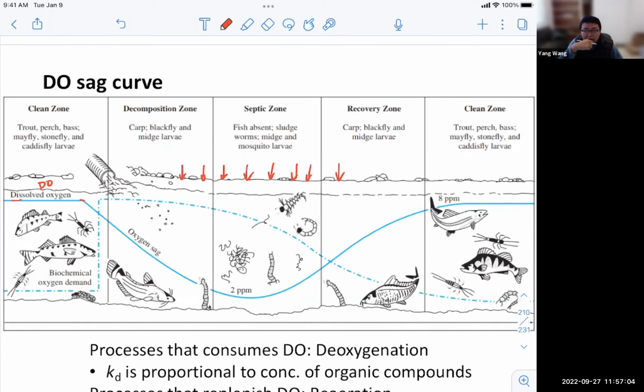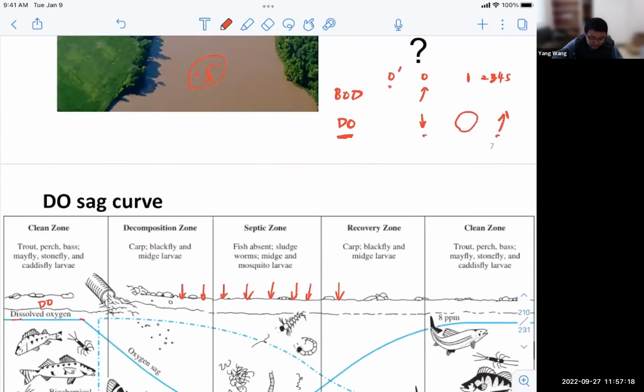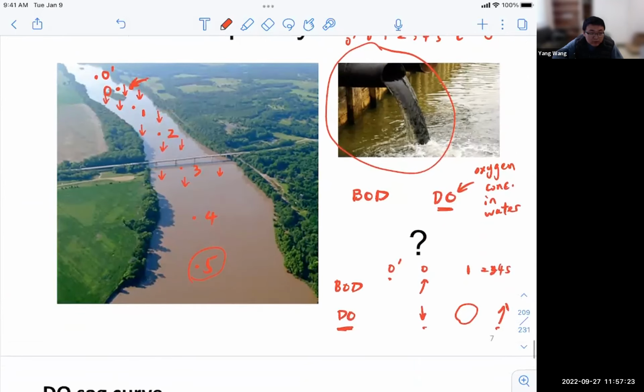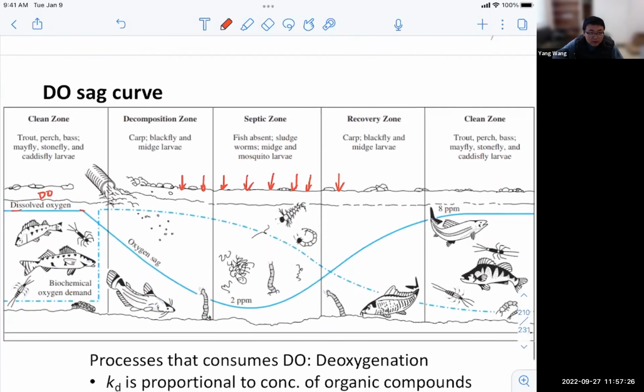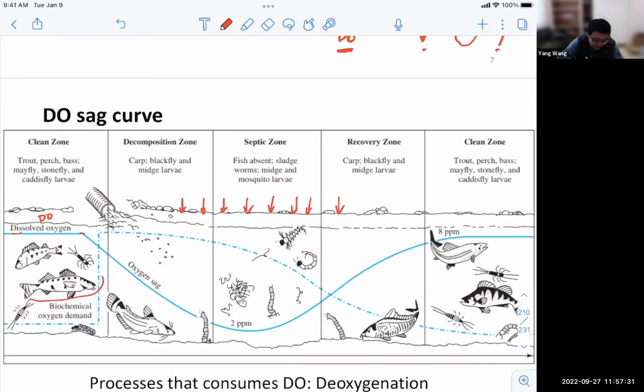So this is going to have an impact on the living species in the water too, because if you think about the clean environment, in the location that's upstream of this wastewater treatment facility, or upstream of this outlet, it has a relatively higher DO, higher oxygen concentration. So that's why you can have higher levels of living species, like fishes, right? Different types of fish. You have the trout, perch, bass, or some bacteria inside too.